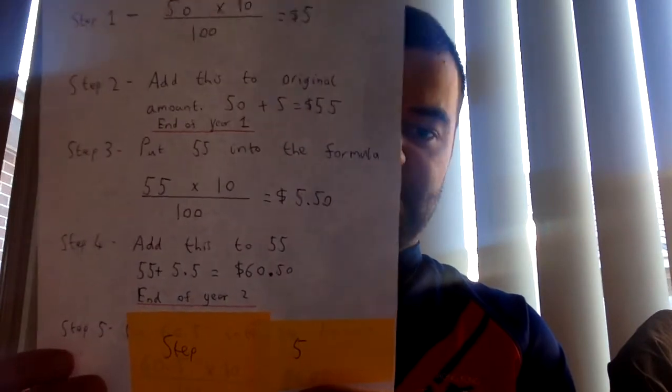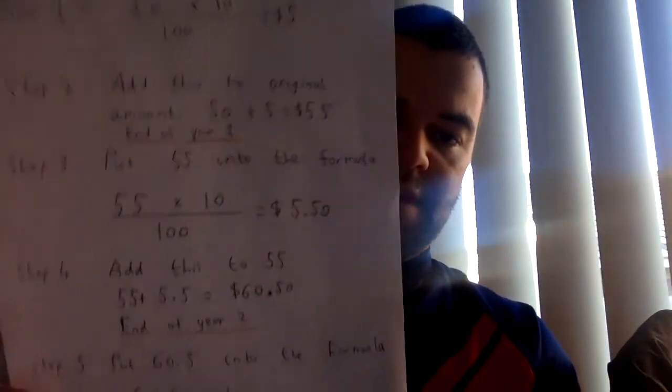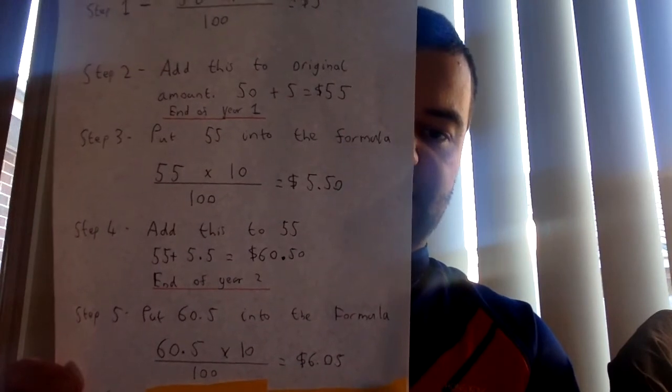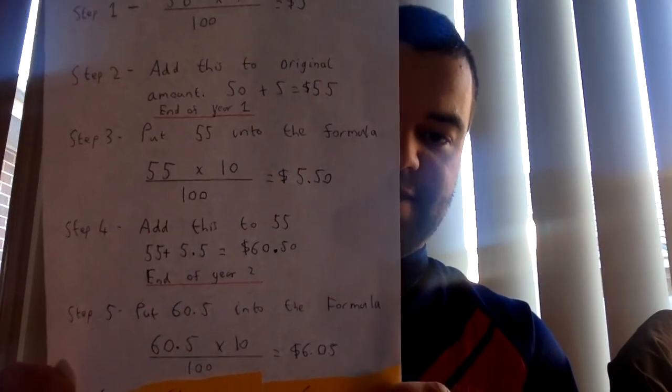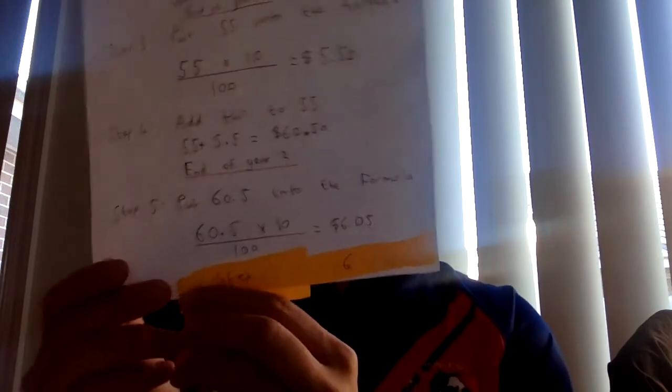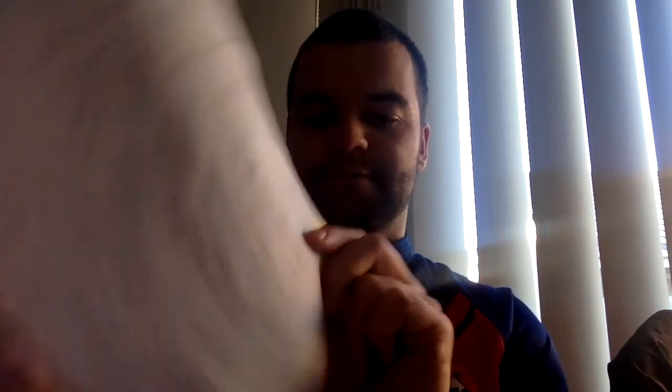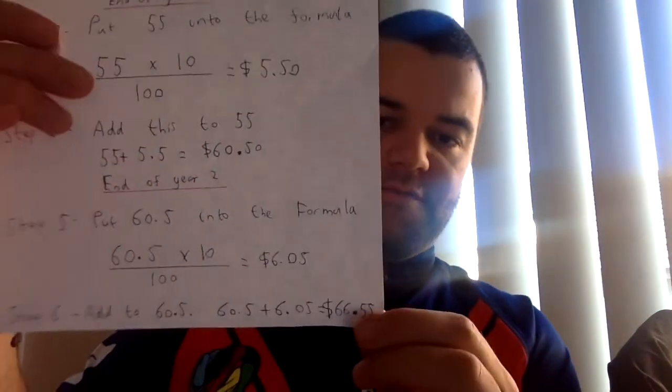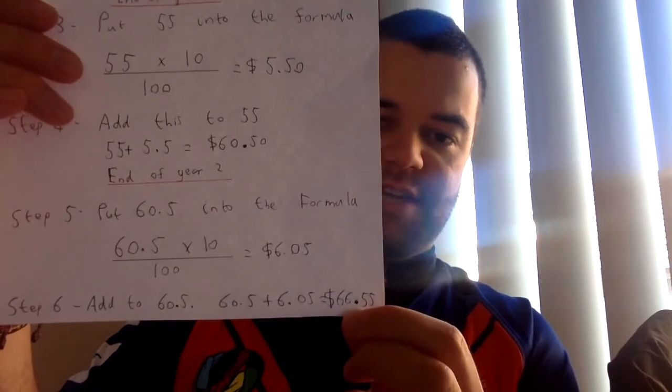And then for step 5, we take that $60.50 and we put it into the formula. So 60.5 times 10 divided by 100 gives $6.05. And then finally, we just add that to what we had. And that overall gives us $66.55, okay? So over 3 years, the $50 through compound interest became $66.55, so rising by quite an amount, okay?